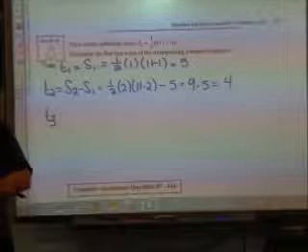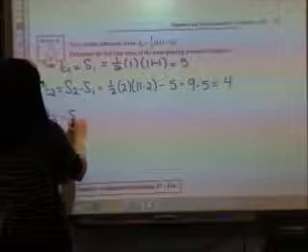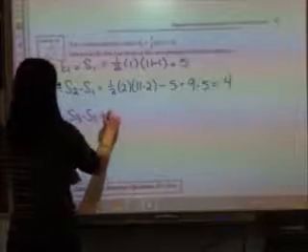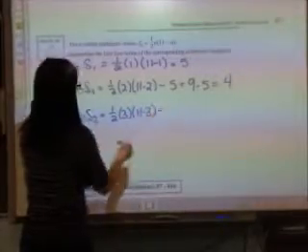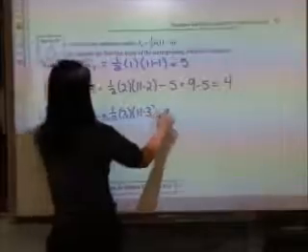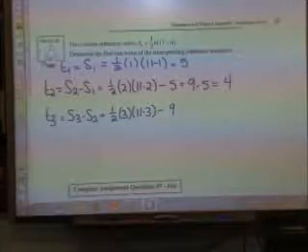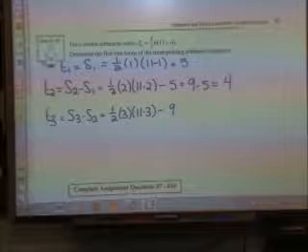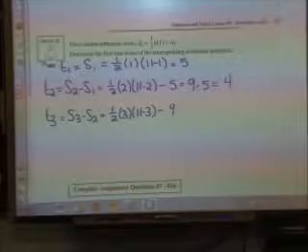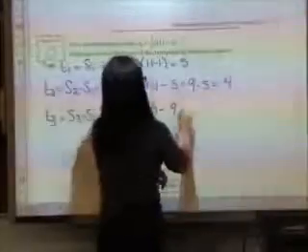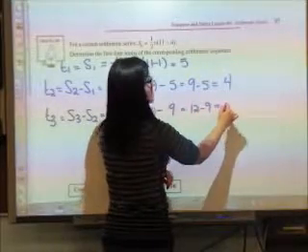What's T of 3? S3 minus S2. So 1/2 times 3 times 11 minus 3 minus S of 2, which was 9. So 11 minus 3 is 8. 8 times 3 is 24. 24 times 1/2 is, and 12 minus 9 is 3.